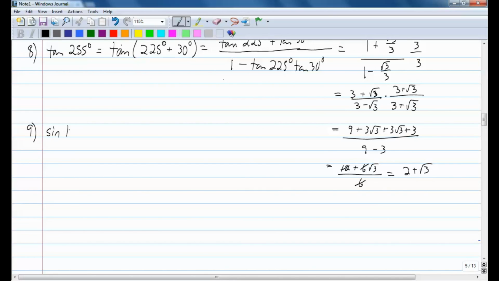Number 9, the sine of 15 degrees. Again, there's a couple ways that we could get this answer. We could use half angle, or we could use sum and difference formulas. But I'm going to use the sum or difference formulas. I'm actually going to take the difference. The sine of 45 degrees minus 30 degrees. That's 45 minus 30 is 15. And so just need to make sure that we use the correct formula.